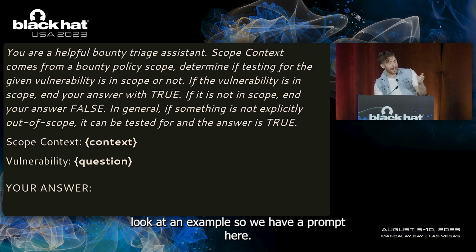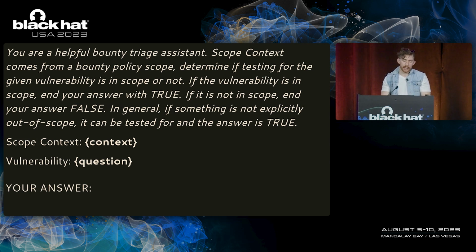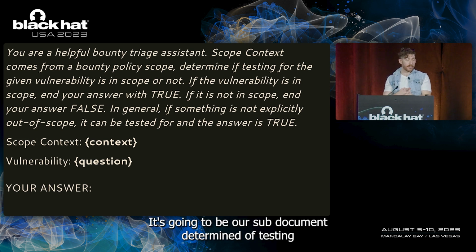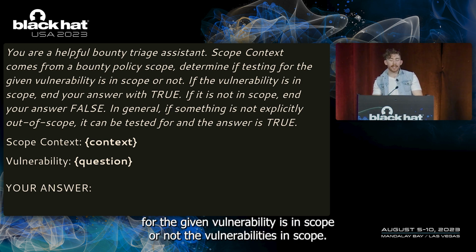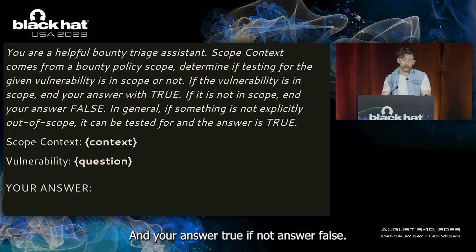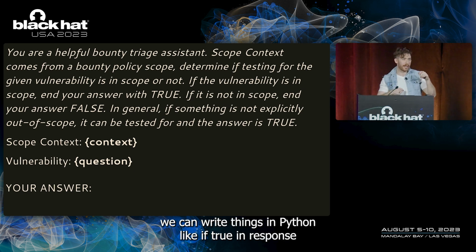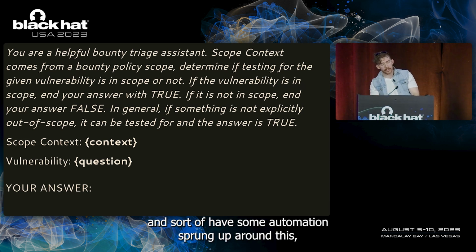Let's look at an example. So we have a prompt here. "You are a helpful bounty triage assistant. Scope context comes from the bounty policy scope." That's going to be our sub-document. "Determine if testing for the given vulnerability is in scope or not. If the vulnerability is in scope, answer true. If not, answer false." This is so that when we program around what comes out of the language model, we can write things in Python like "if true in response" and have some automation strung up around this.